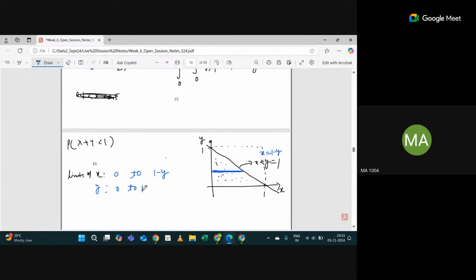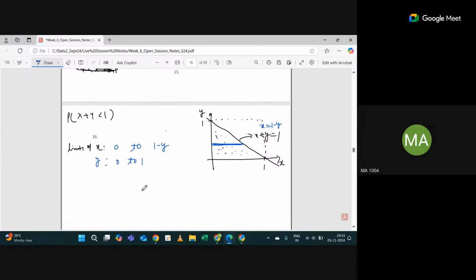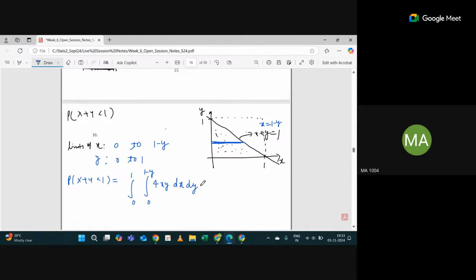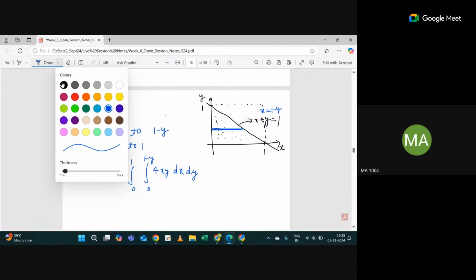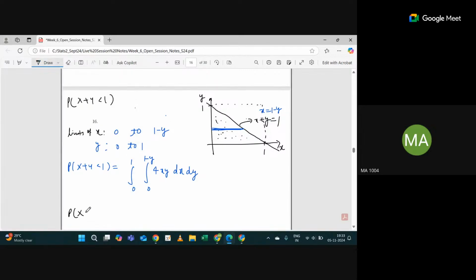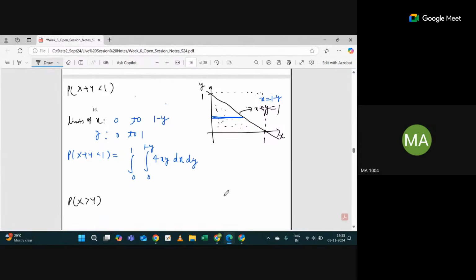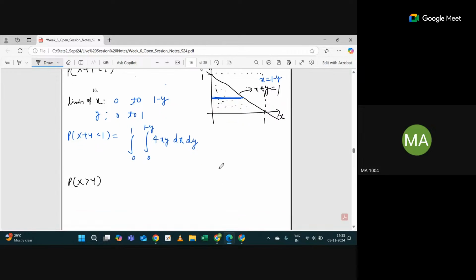Okay. Now I think you are getting the idea. Now in the same question, the probability that x plus y is less than 1 will be the integral from 0 to 1 minus y, and 0 to 1, of 4xy dx dy. That is something I have to integrate. Now, in the same question, if I ask what is the probability that x is greater than y? Okay. So x greater than y means, let's draw the region again.